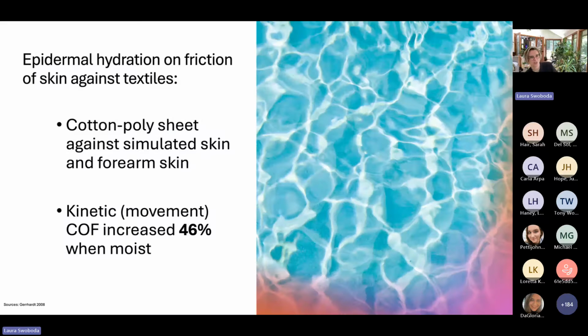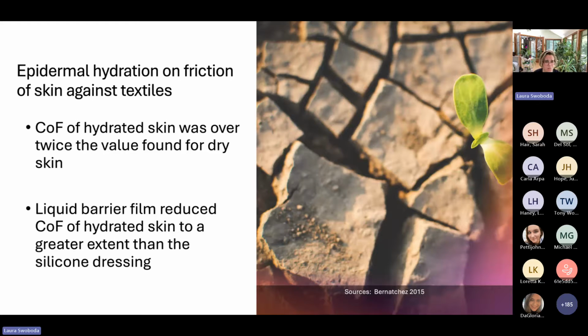Epidermal hydration on friction of skin against textiles. So this was a study by Gerhardt, and they looked at cotton poly sheet against a simulated skin and forearm skin, and kinetic coefficient of friction, which is the coefficient of friction with movement, increased 46%, so like a lot, when it was moist. So it's again showing those forces and how moisture really impacts the interaction between linen layers and skin. And ultimately, we know that that leads to risk of pressure injury.